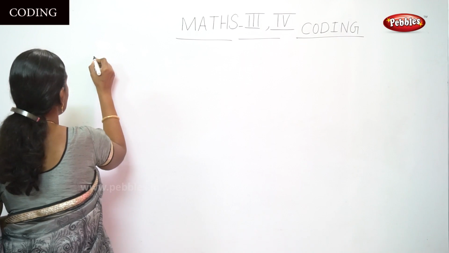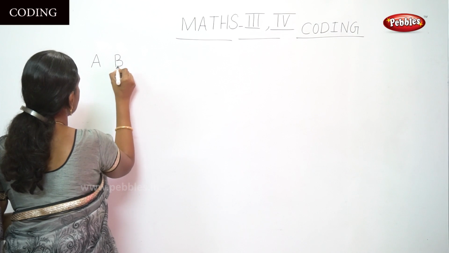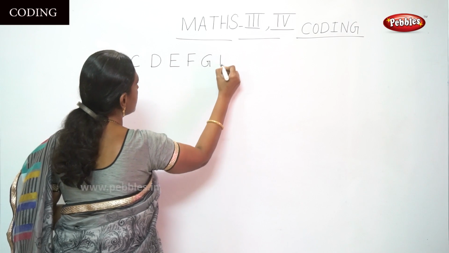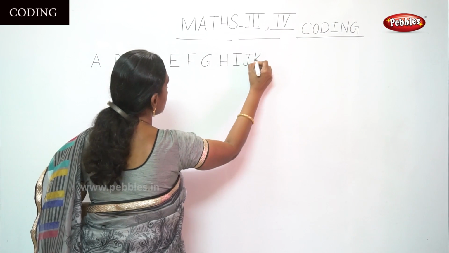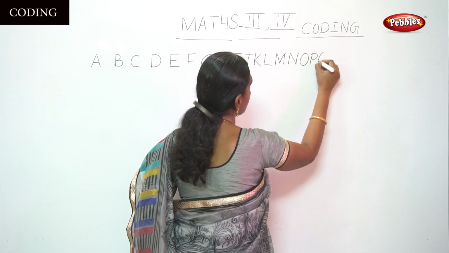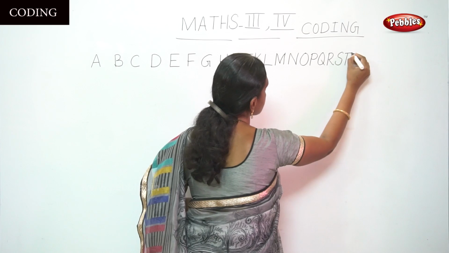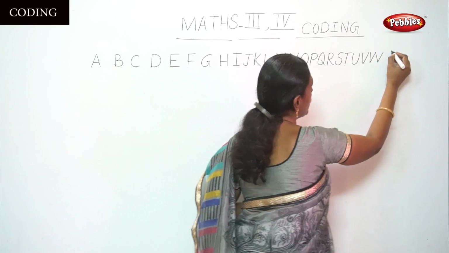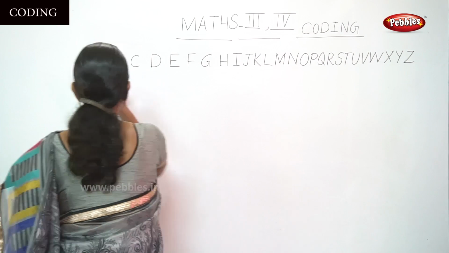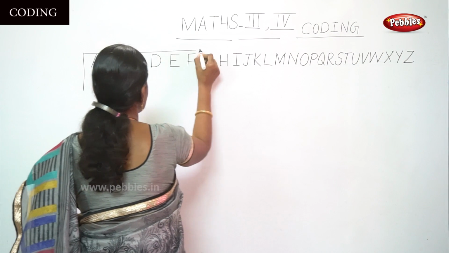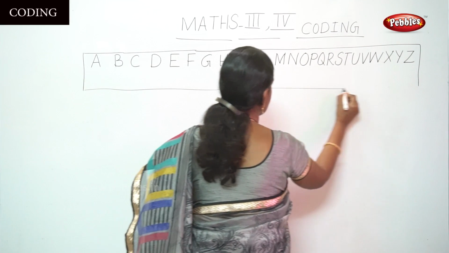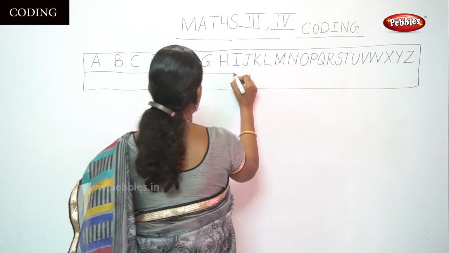I am going to write here A, B, C, D, E, F, G, H, I, J, K, L, M, N, O, P, Q, R, S, T, U, V, W, X, Y, Z. These are the uppercase alphabets from A to Z. I am going to draw a table column to represent each alphabet.